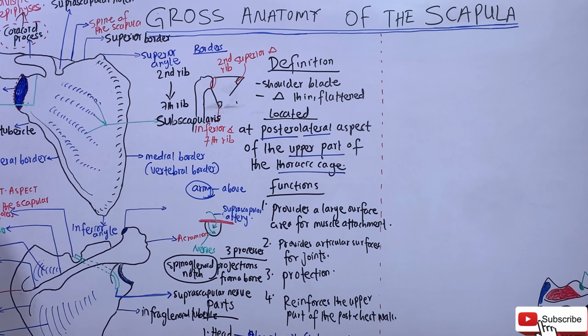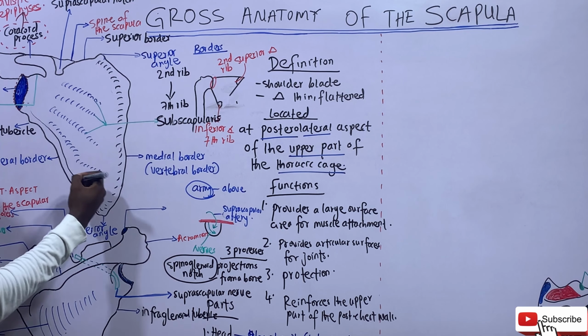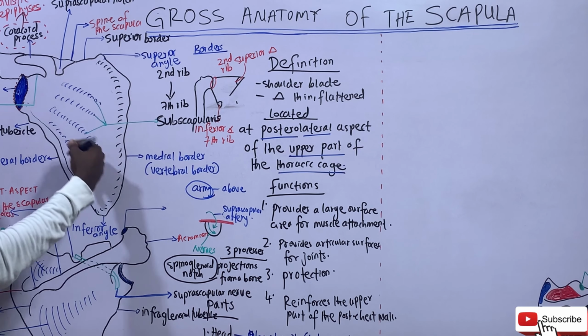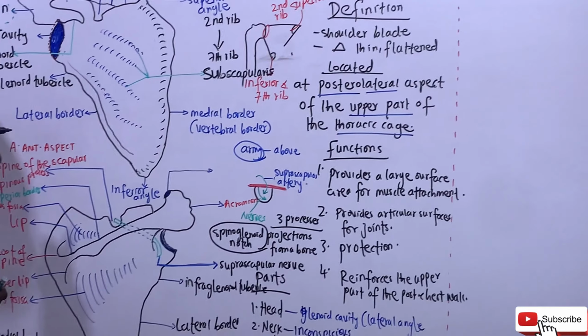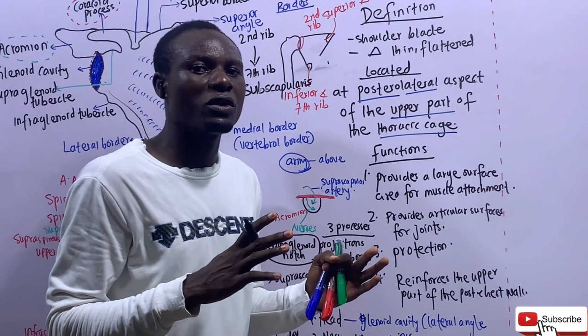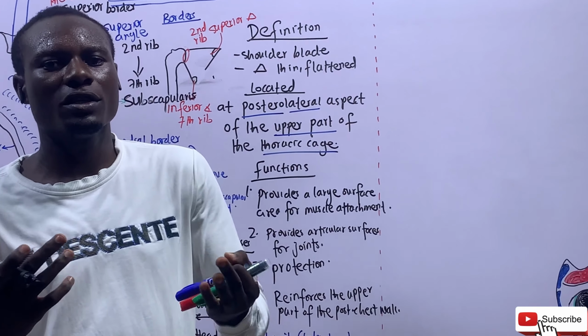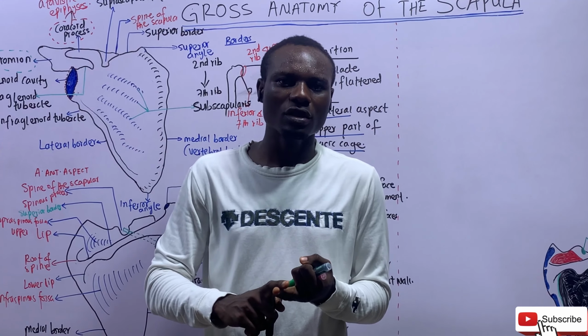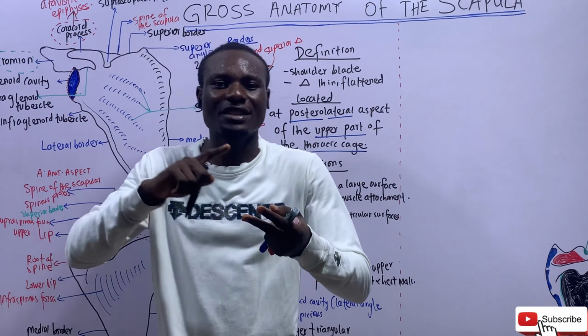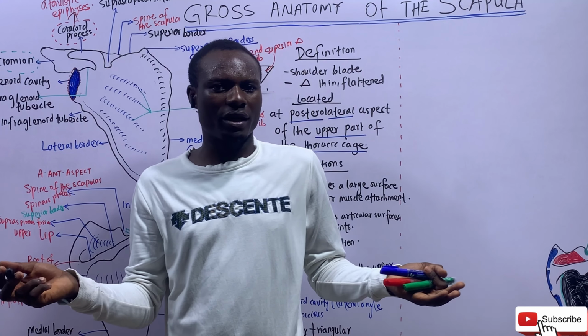So how many fossae has the scapula? So it has the subscapular fossa, this origin right here, the subscapular fossa. It has the supraspinous fossa, and it has the infraspinous fossa. And for that reason, occasionally we call the scapula the bone of three. Why do we call it the bone of three? It has three angles, okay? It has three fossae. It has three borders. It has three processes. And so we call it the bone of three, okay?